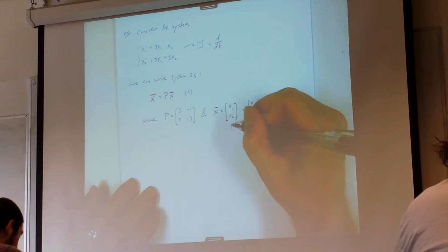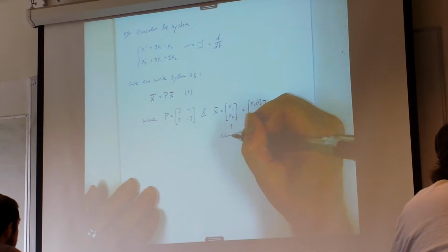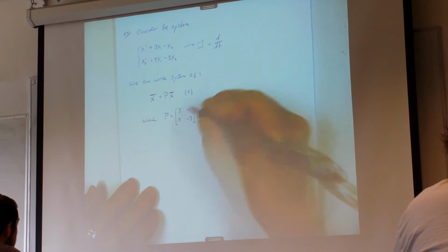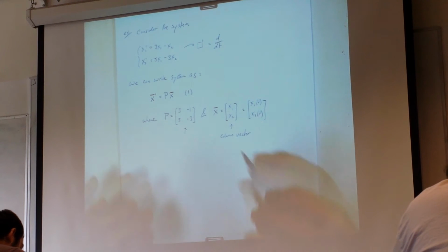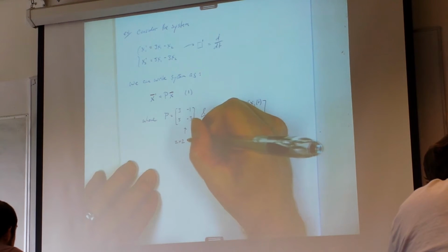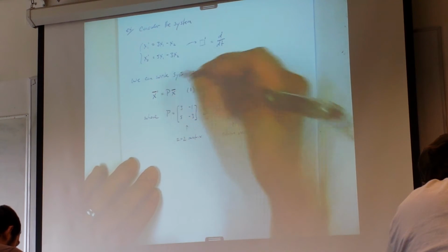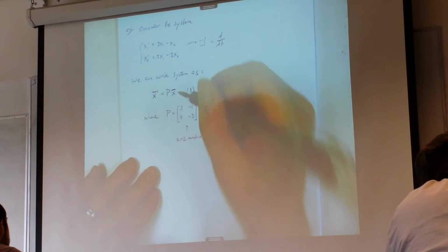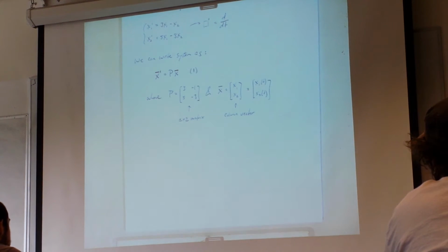All right, so this is a column vector, and this is a 2x2 matrix. And look at how compact that matrix equation is.